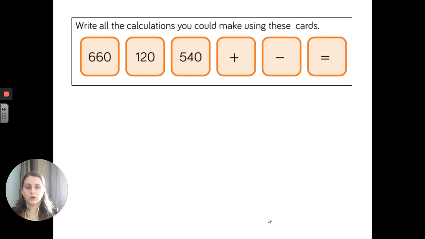Now I'm not going to go through this one for too long because that's up to you. So think about choosing two of the numbers. Are you going to add? Are you going to take away? Have a go at doing all the different possible combinations that you could do, and have a go at working those out as well.